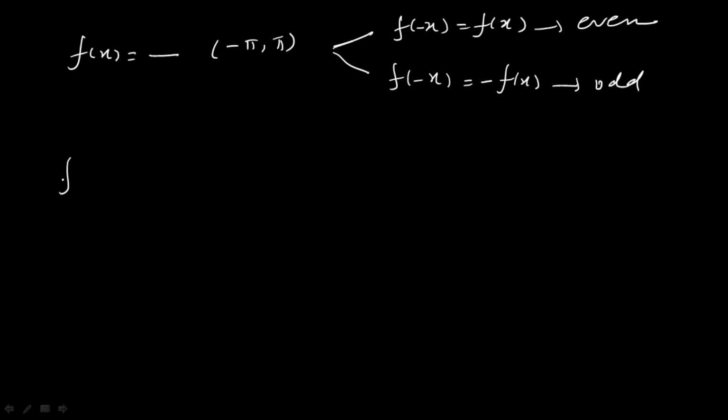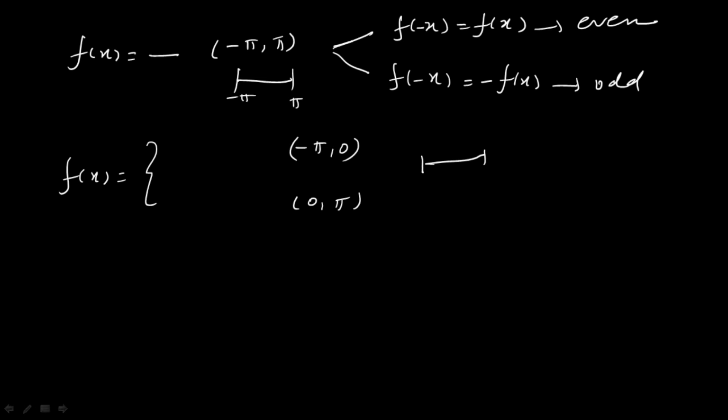Here, instead of defining the function in a whole range, suppose the function is defined in two subintervals like this, minus pi to 0 and 0 to pi. Here the function f of x takes a unique value from minus pi to pi. But instead of defining like that, suppose the function takes two different values in two subintervals, then how to find whether the given function is odd or even? So that's what I am going to explain.